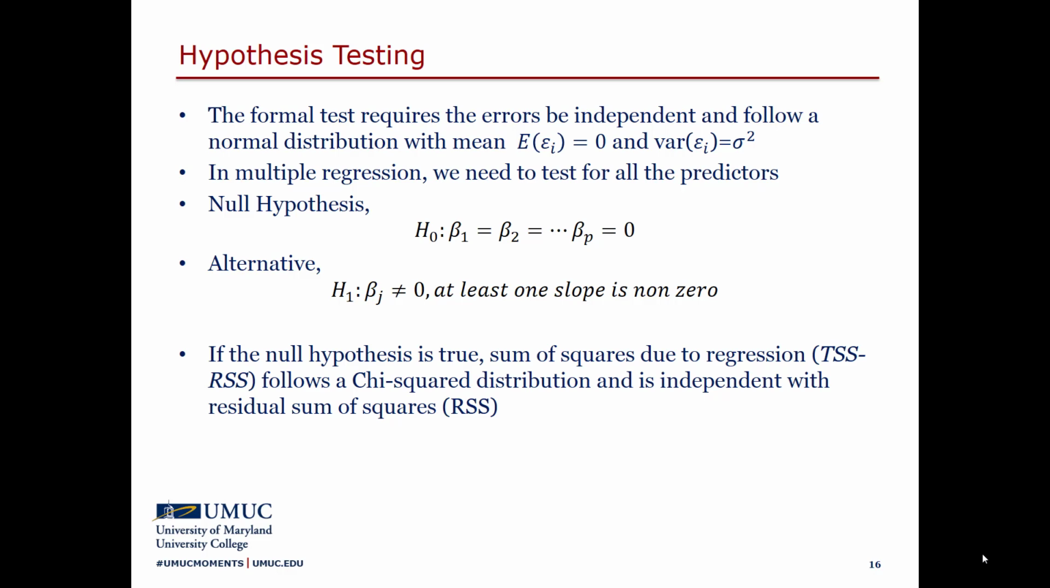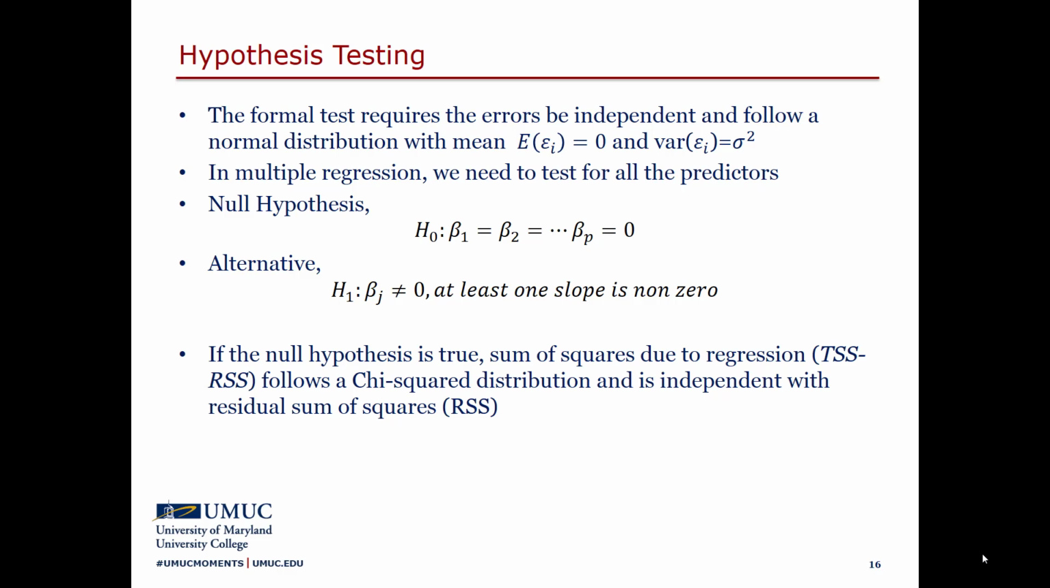Now, the null hypothesis is a bit different from the simple linear regression case. In the simple linear regression, we say the null hypothesis is that the coefficient of the regressor is zero, so there is no relationship between the regressor and the response variable. Here, we have multiple predictors, so we're saying the corresponding beta values for all the predictors are zero. And then the alternative is that at least one slope is non-zero. One of the coefficients is non-zero.